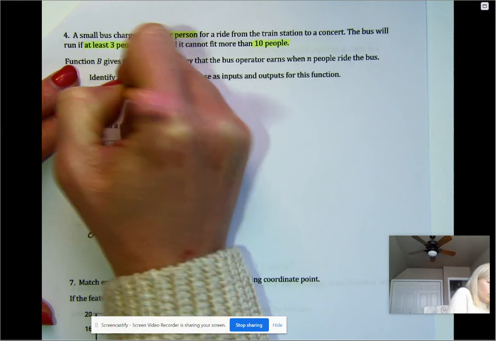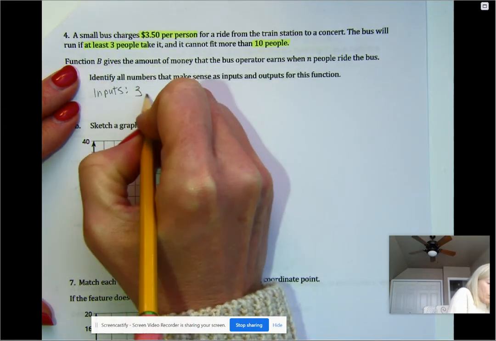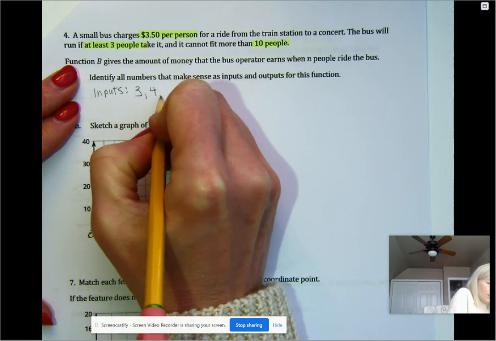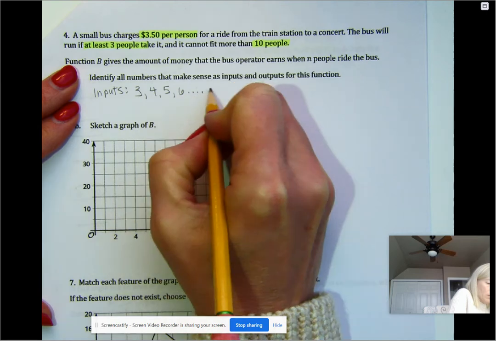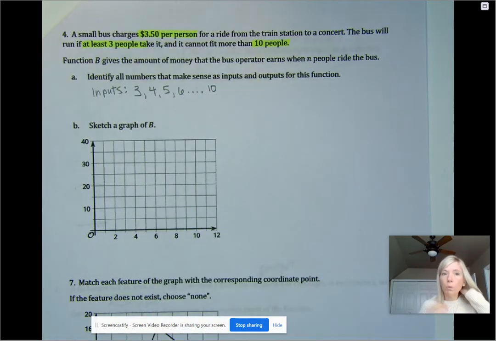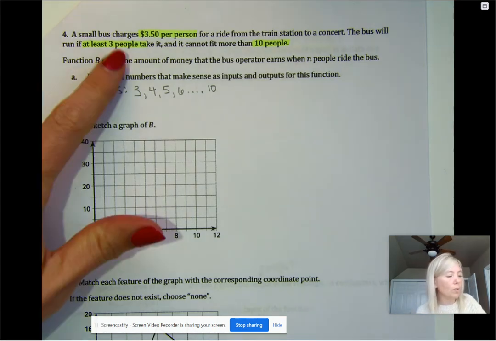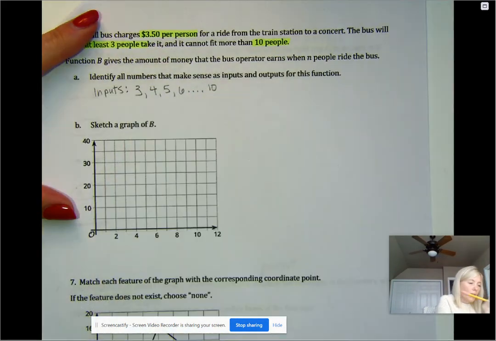You could have 3 people on the bus. These are riders: 4, 5, 6, and I just drew some dots up to 10. So whole numbers between 3 and 10, because it has to have at least 3 and no more than 10. Then for the outputs, the output is going to be the cost.